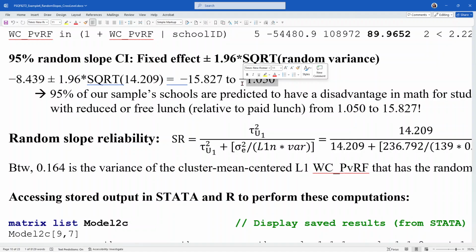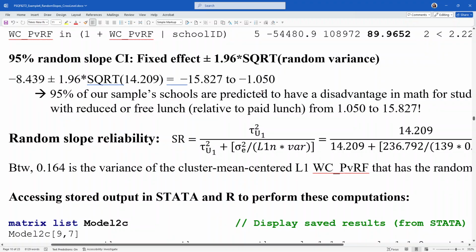So this is a real life consequence kind of result. A random slope is a really esoteric thing, but if you think about what this means from an equity perspective, it means there's a lot of differences in how equitably the students who are poor do in their math scores. Some places it makes a bigger difference.